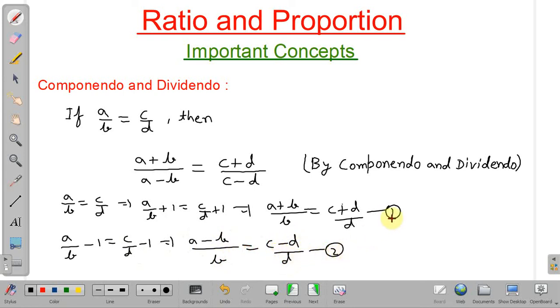Now dividing 1 by 2, see, the denominators are the same, so they will cancel out. What we will get is A plus B divided by A minus B equal to C plus D divided by C minus D. Now you can see these two are the same.